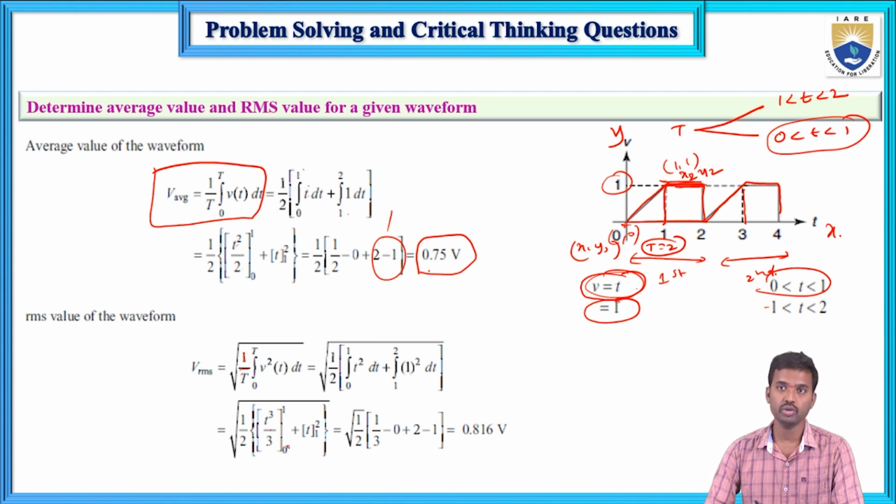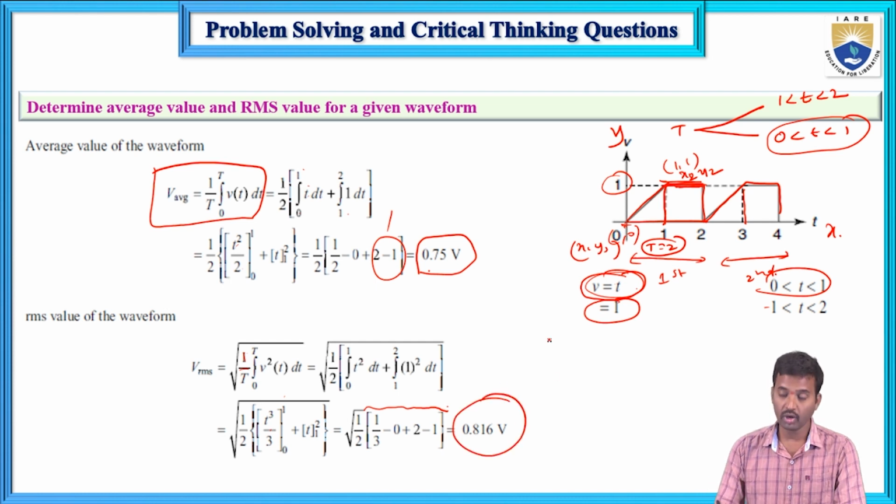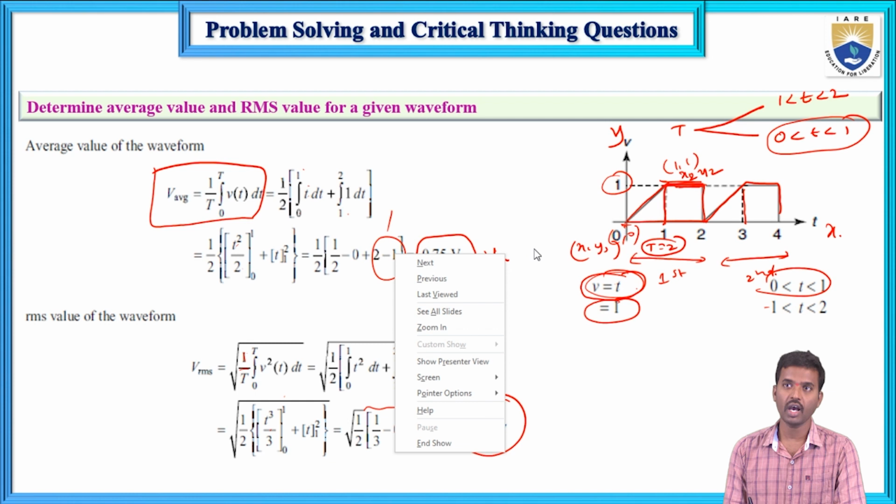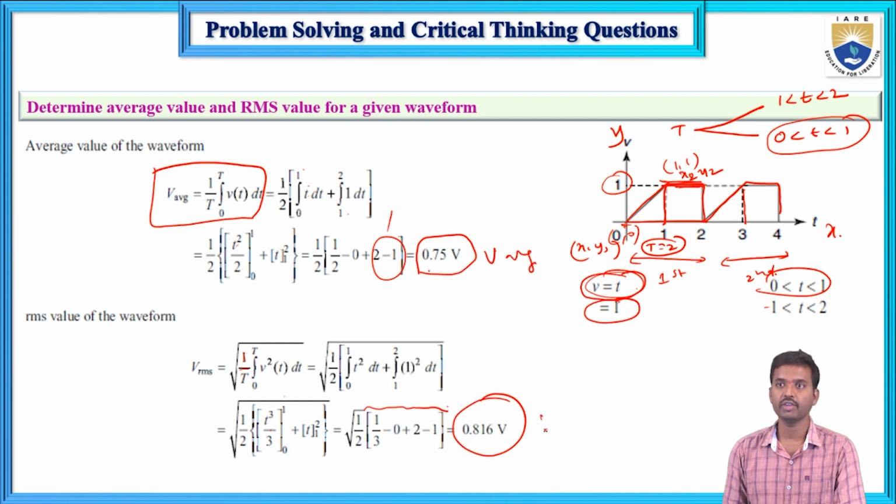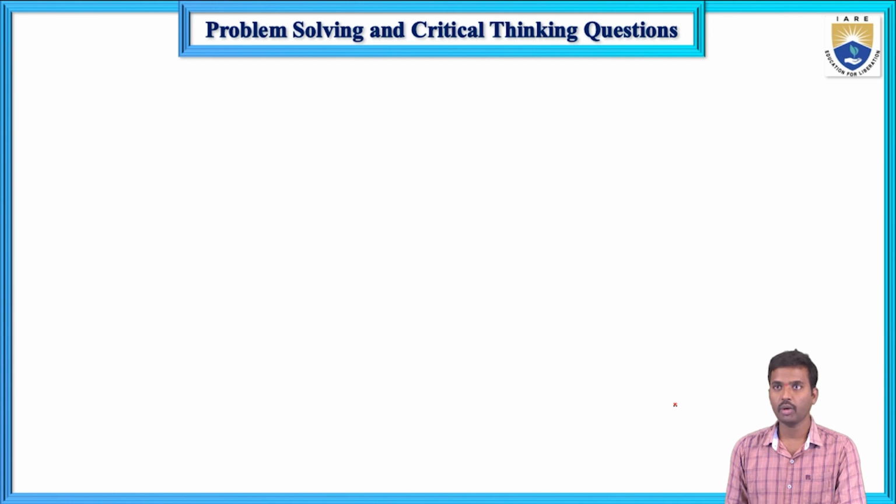Now if you substitute the limits 0 and 1 in this, and 1 and 2 in this, that is 1 by 3 minus 0 and 2 minus 1. So that is the final equation. Now the RMS value for this particular waveform is 0.816 volts. This is the V average value, and this one is the V RMS value. So now, next problem.